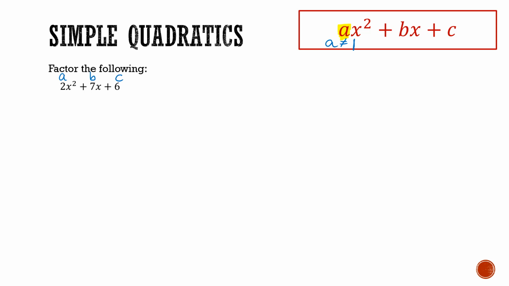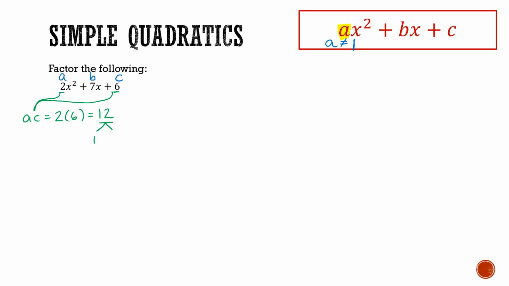So what we're going to do is take this a value and this c value and multiply them. So here we're going to have 2 as our a value times 6 our c value, and we get 12. Similar to what we did in previous examples, we are going to determine the factors that multiply to get to 12.